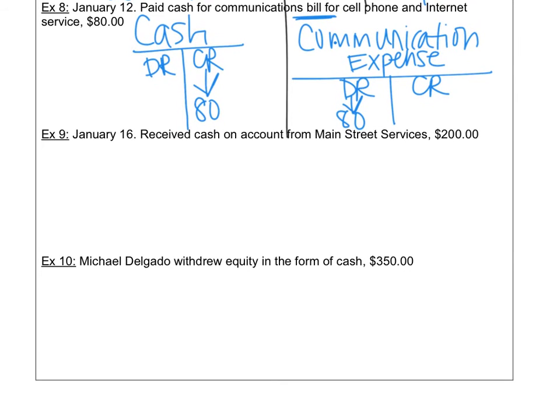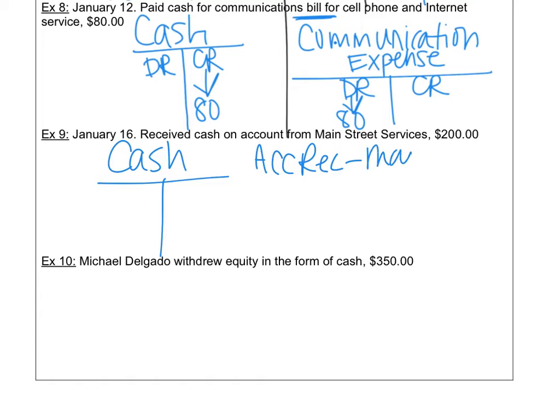Two more examples. On January 16th, we received cash on account from Main Street Services for $200. So Main Street Services is paying $200 of what they owe us. So this would affect my cash account and then accounts receivable for Main Street Services. I'm just going to write Main Street. So this is another example of when we have two transactions that affect the same side of the accounting equation. They're both assets.